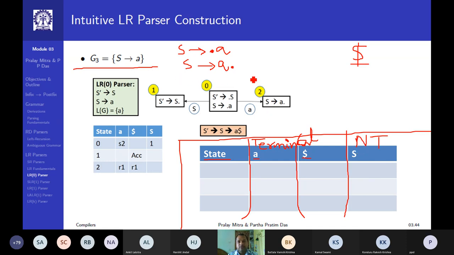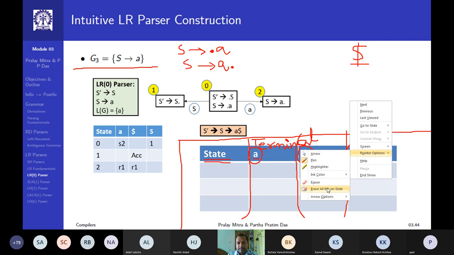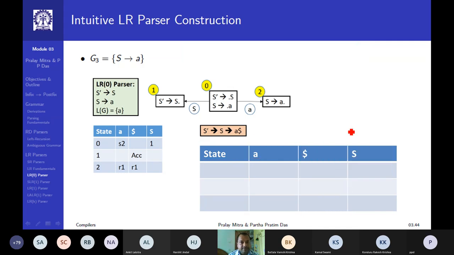Incidentally, for this simple one, I have only one terminal, that is A. Dollar is a general assumption, and there is only one non-terminal S. So there are three columns corresponding to terminal, dollar and non-terminal, and the first column is for the state. Okay? Any question here?